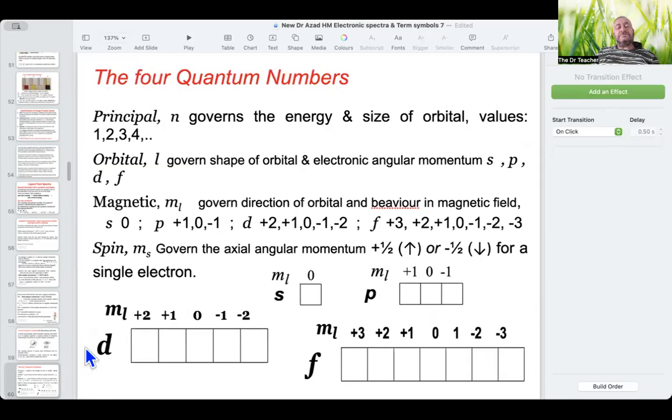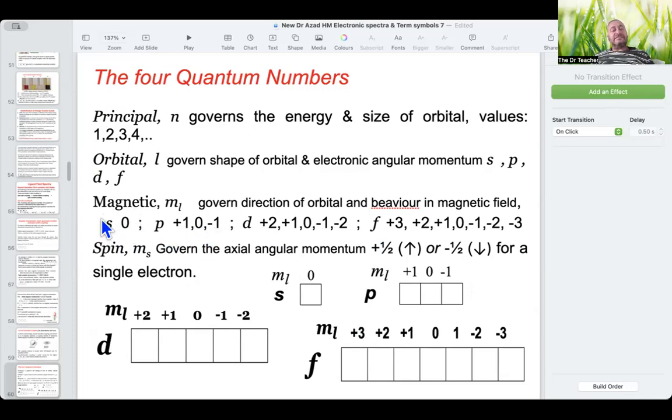The four quantum numbers: principal is N, orbital is L, magnetic is ML, and spin is MS. So every one of them, you can see S when there is 0 L. When the L is 1, it's a P. When L is 2, it's a D. L is 3, it's an F orbital. And every one of them is degenerate, with positions +1 to the left, -1 to the right.